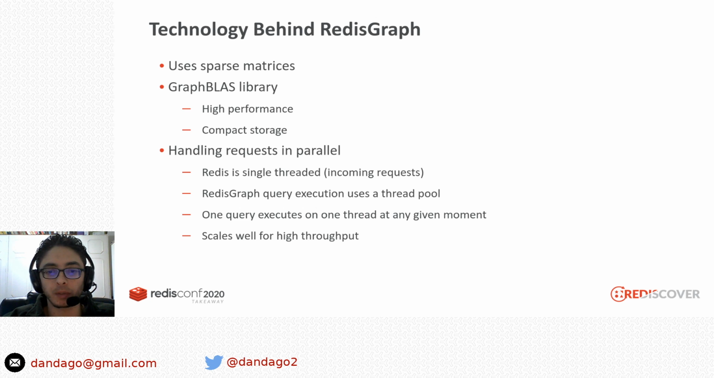Now, if you look at how other graph databases service queries, typically what they do is they spread out the query across all cores of the machine, trying to exploit parallelism. RedisGraph doesn't really do this, and it's focused more on high throughput scenarios. So, one query at any given time will typically run on only one thread. This might sound counterintuitive, however benchmarks show that this scales really well.